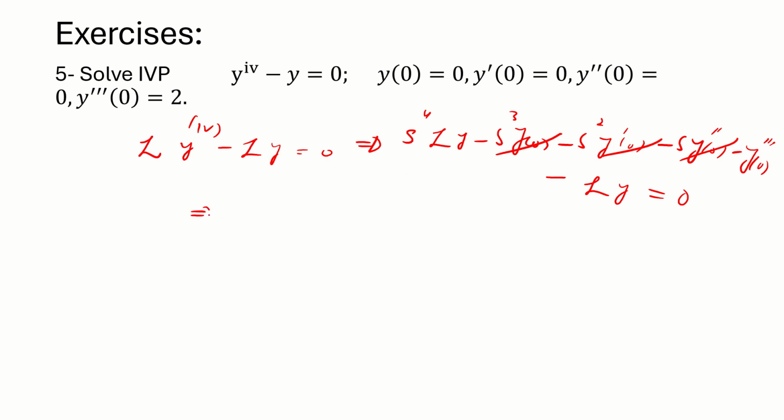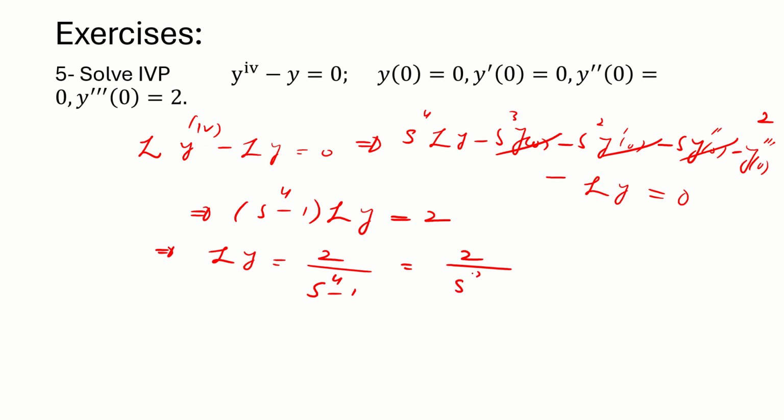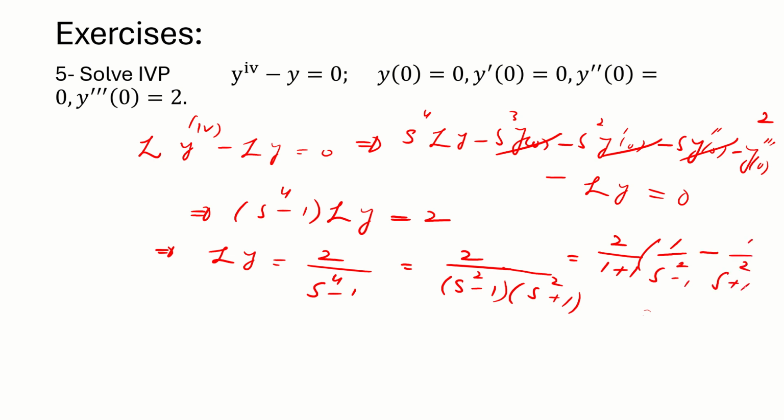So putting all these values together, we have s power 4 minus 1 Laplace of y is equal to 2. That's the value of y triple dash if we replace this with 2. So that will give you Laplace of y is equal to 2 divided by s power 4 minus 1, which might be written as 2 divided by s square minus 1 into s square plus 1. And then by using shortcut method for the partial fraction, it will be 2 divided by b minus a, here b is 1 and a is minus 1, into 1 over s square minus 1 minus 1 over s square plus 1.